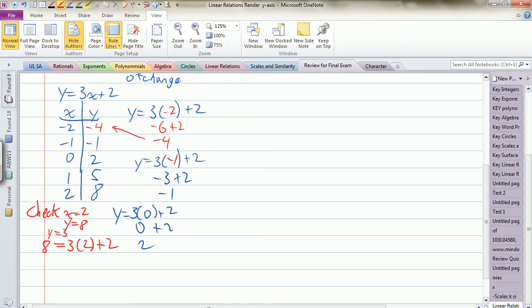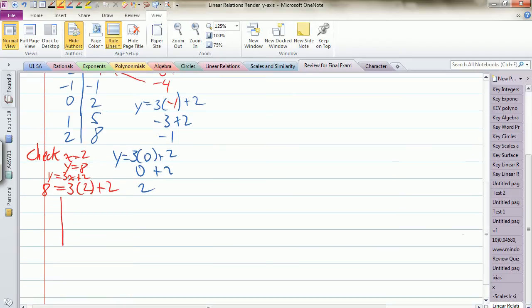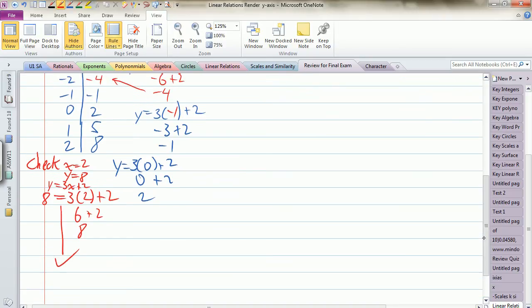So y equals 3x plus 2. And then we can go and get 6 plus 2, 8. So check. We can substitute in and see if any point is on that line. Any questions?